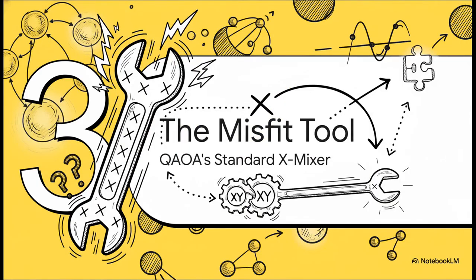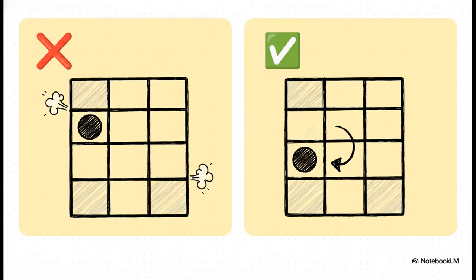Now, a go-to method for these kinds of problems is the Quantum Approximate Optimization Algorithm, or QAOA. And if you look in its standard toolkit, you'll find something called the X-Mixer. The only problem? For the game we're trying to play, it's completely the wrong tool for the job. And here's why it's such a bad fit.